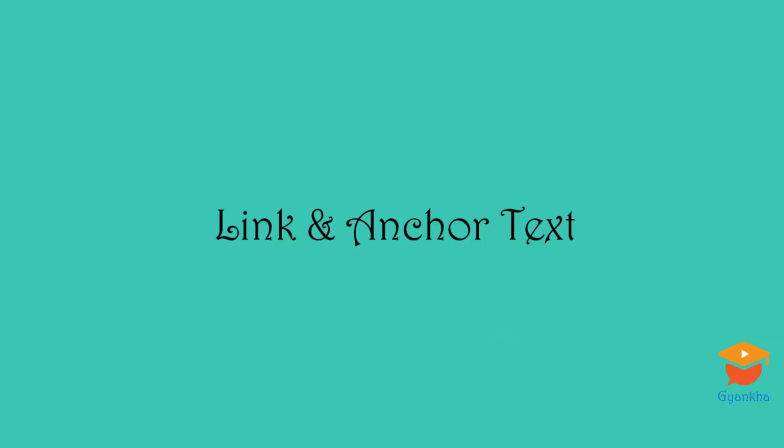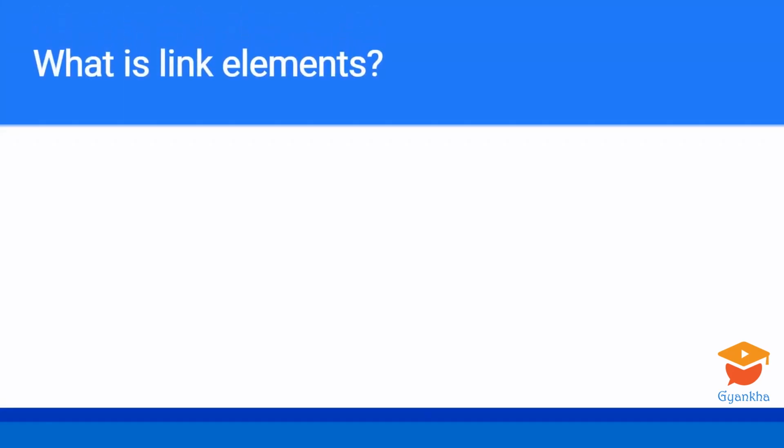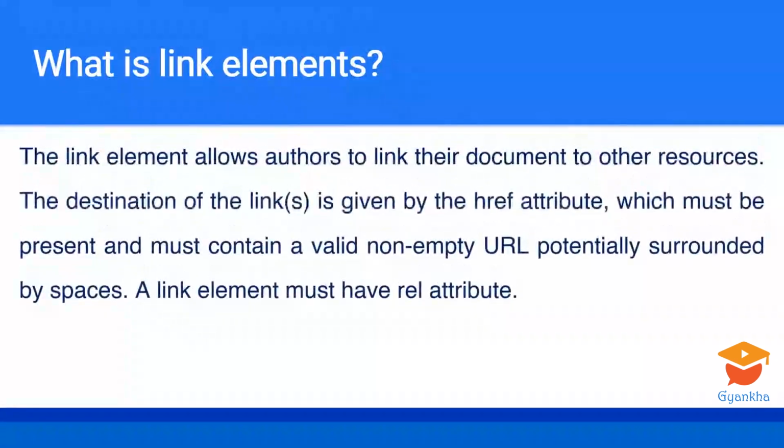In this video, you will learn the most important elements of a link and anchor text. What is a link element? The link element allows authors to link their document to other resources. The destination of the link is given by the href attribute, which must be present and must contain a valid non-empty URL potentially surrounded by spaces.